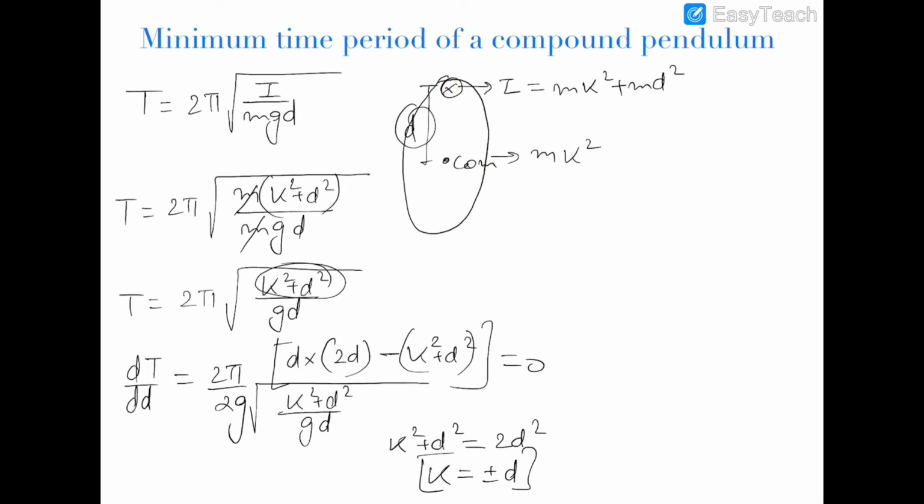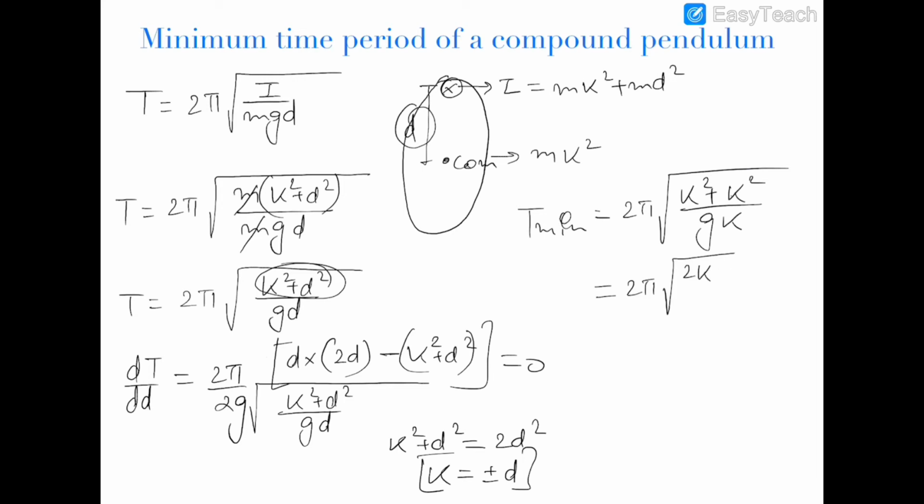about a point which is at a distance of k from the center of mass, and therefore the minimum time period will be equal to 2 pi under root of, this is k square plus d square, and d is also equal to k, so this is k square by g d, where d is k. So this will be 2 pi under root of 2k by g, where k is the radius of gyration of the body. So this is the value of minimum time period.